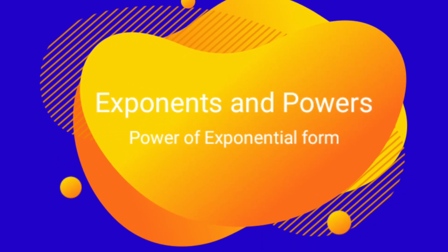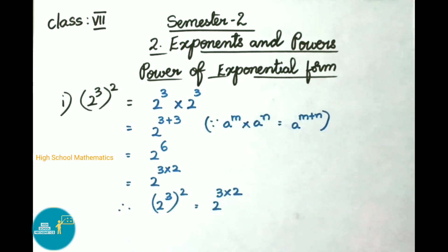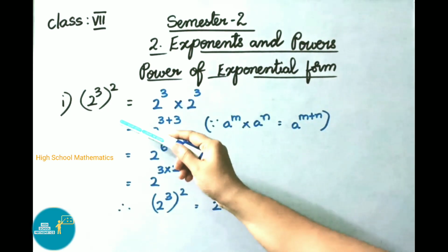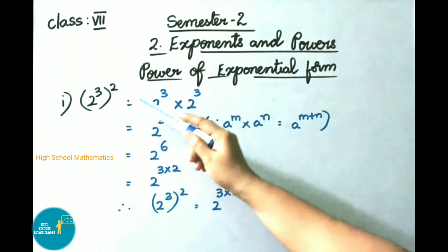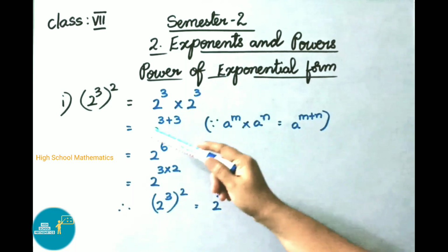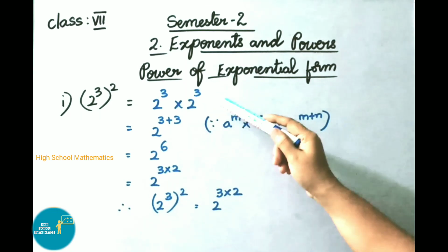Today we are going to learn class 7, semester 2, chapter 2, exponents and powers, power of exponential form. Let us see the example. See the first one, 2 cube whole square. That means 2 power 3 multiplied 2 times. So we have written here 2 power 3 into 2 power 3.